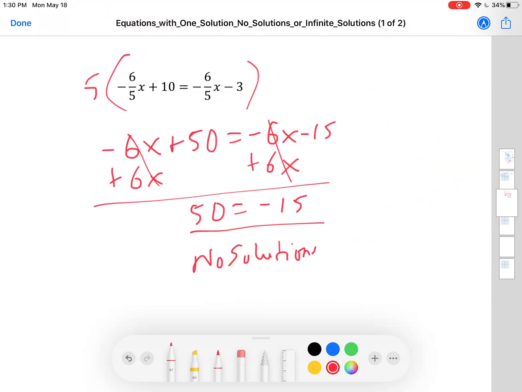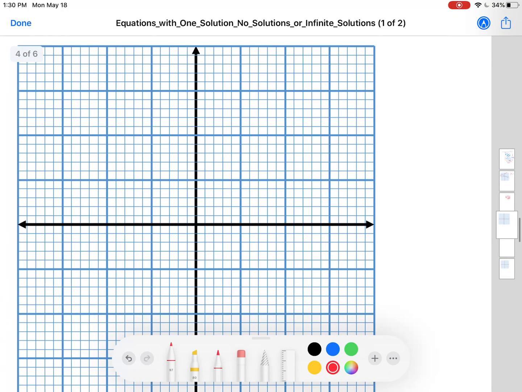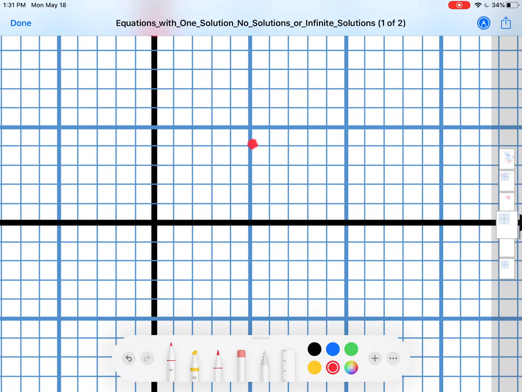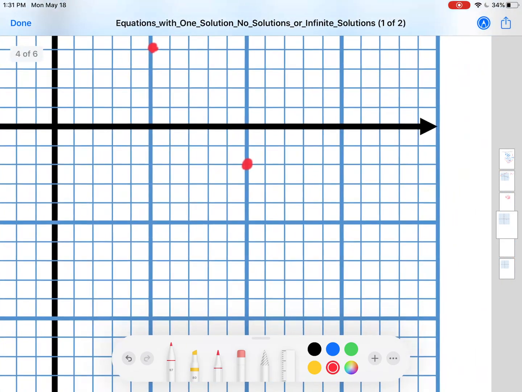And this is the type of work that I want you to show. I want you to get down to the statement where one number equals another number that's not the same. Then you can write no solutions. There is no check step because there are no solutions. I wanted you to see what this looks like in a graph. I won't be asking you to graph, but I want you to see what it looks like. Negative 6/5 x plus 10. Okay, so we'll start off at 10. Negative 6/5 is more than 1, so that means I will go down more than I will go to the right. Negative 6/5.